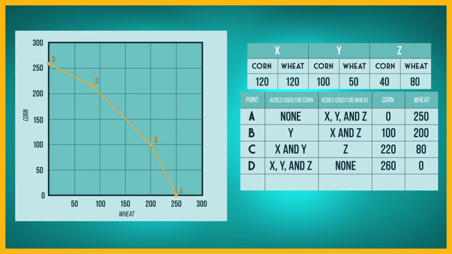The economy can reach points inside of the production possibility frontier by allocating its acres differently. If X and Z grow corn and Y grows wheat, we grow 120 plus 40 equals 160 bushels of corn and 50 bushels of wheat. This combination is point E on the graph. Notice that point E has less corn and less wheat than point C. Point E is feasible but inefficient.